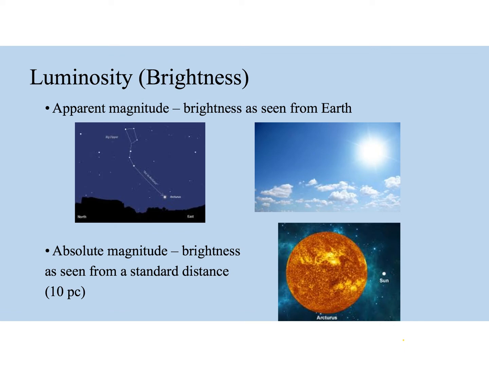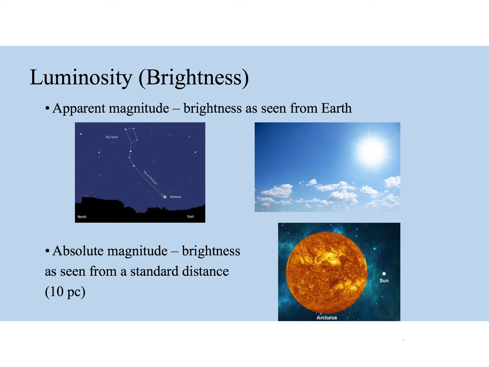In addition to distance, luminosity or brightness is another very important quality of a star. There are two different ways to measure a star's brightness. One is called apparent magnitude. If I say that you appear tired, you may or may not be tired, but you look tired to me. Apparent magnitude is a measure of how bright a star looks to us here on Earth.